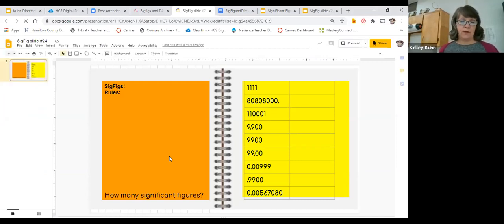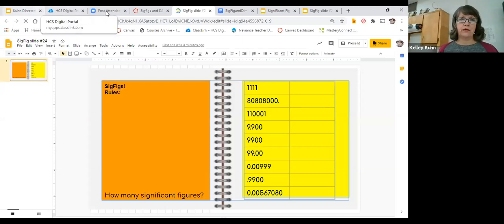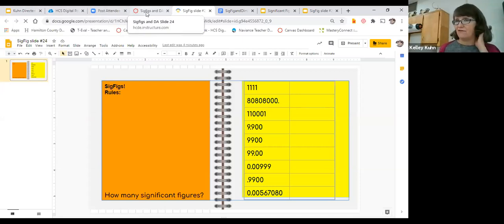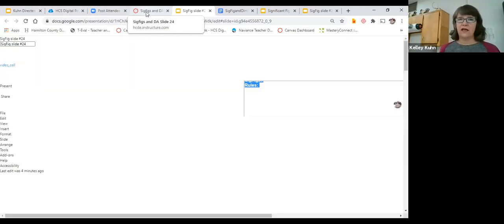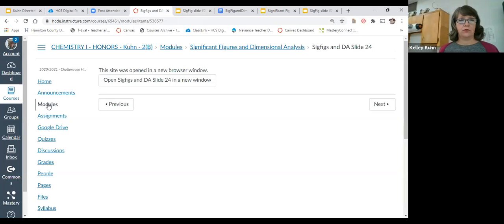So remember that we can simply use Control A to select, Control C to copy, and then you'll open up your digital interactive notebook and paste it after your last slide, which should be 23 if your numbers are up to date. So pause this for a second, go make sure you've done that, and then we'll resume. So I'm assuming you've done that. So let's go back to our modules.